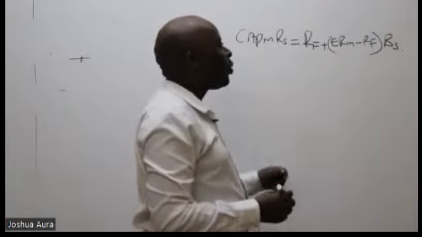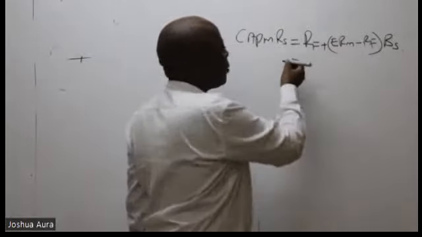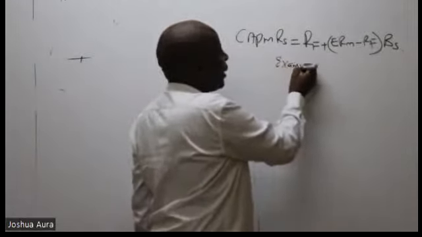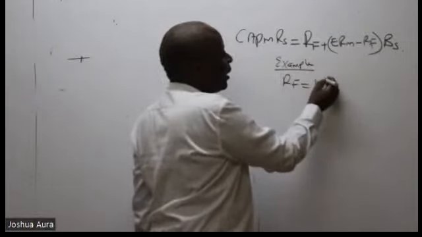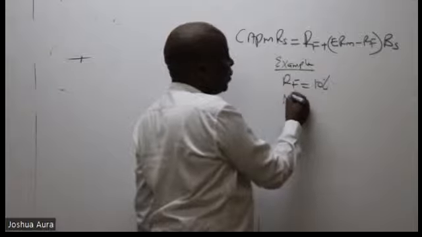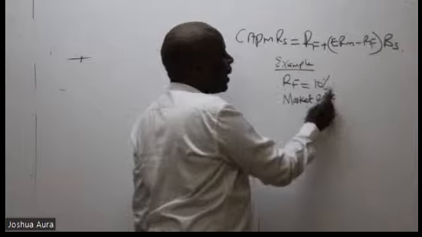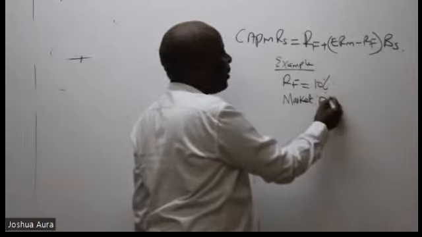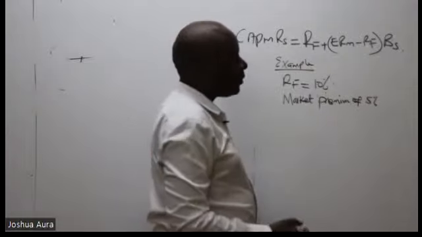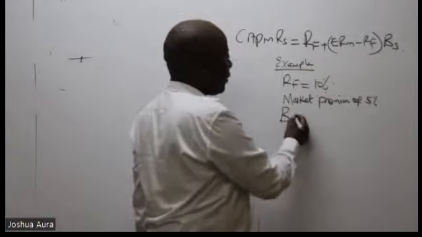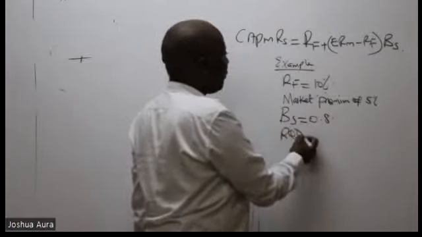So as a quick reminder of what we did in our last class, I would want us, ladies and gentlemen, to look at a small example here, where they have given us a risk-free rate of 10%, and then they have given us the market premium of 5%, and a beta of a security as 0.8.